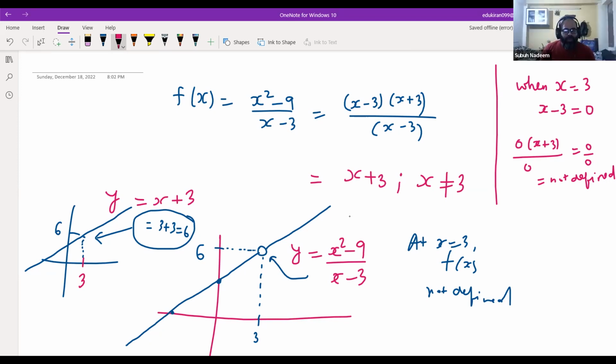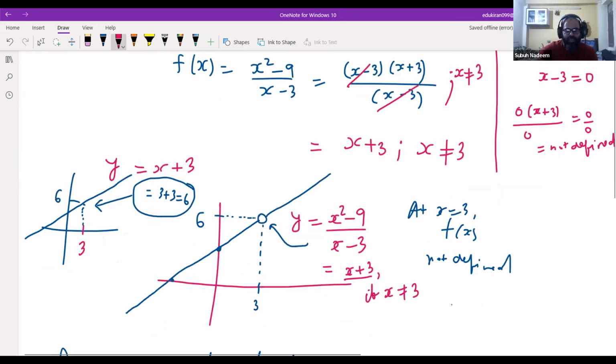So what happened is that x square minus 9 by x minus 3 is coming out to be x plus 3 if x is not equal to 3. This is fine now. When we cancel x minus 3 here, we make sure that x is not equal to 3. So y is equal to x plus 3 is a straight line.